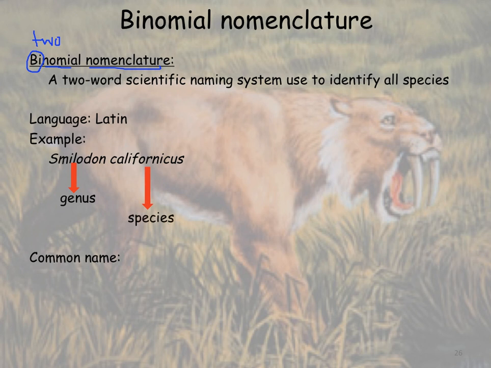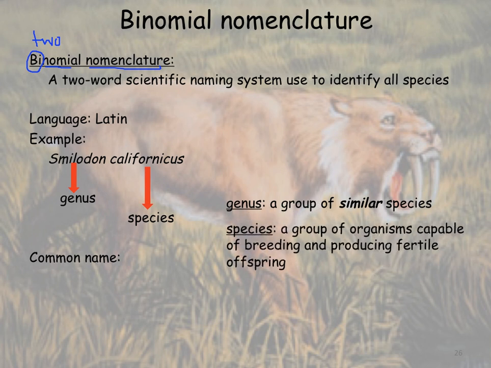A genus is simply a group of similar species, which then begs the question, what is a species? A species is a group of organisms that are capable of breeding and producing fertile offspring. So we went over this a little bit in class, but let me remind you that what this means is that for two kinds of organisms to be considered part of the same species, they must be able to make babies that can then grow up and make more babies of their own. The science word for that is to be fertile.